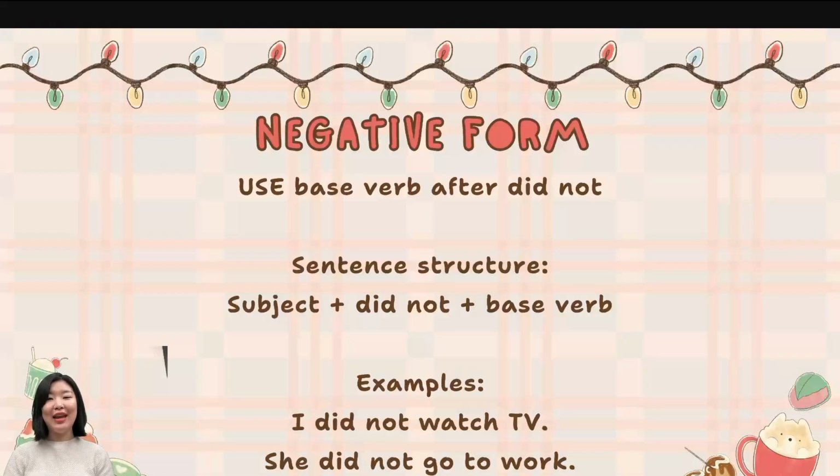Let's take a look at the negative form. Use the base verb after did not. This time, you do not have to change the base form of a verb. Instead, we just use did not. So it's actually much easier.